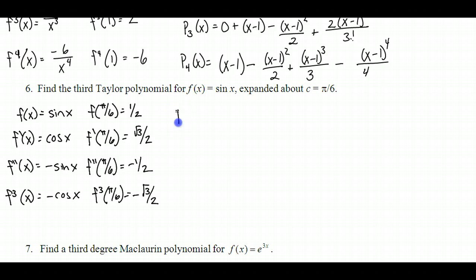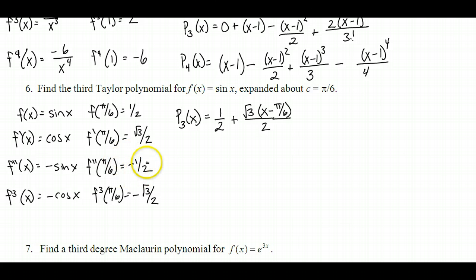Well, now as I write my third degree polynomial, here's your first term, 1/2. Your second term is a positive square root of 3, and I have to divide it by 2. In the numerator, I'm going to have x minus pi over 6, to the power of 1, which I'm not going to put in, divided by 1 factorial, which is 1. And just scoot my 2 over so it looks nice.